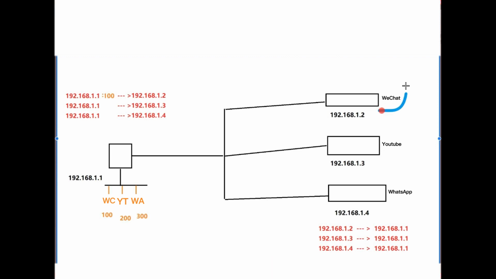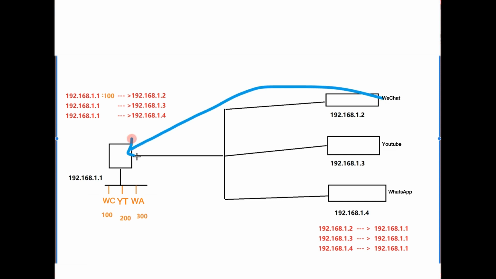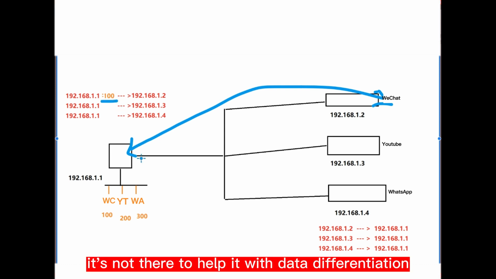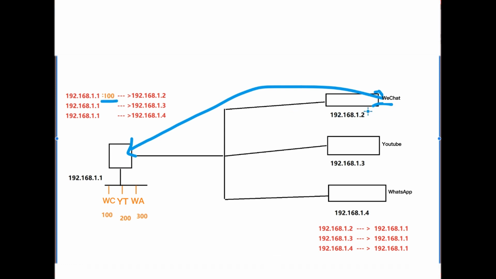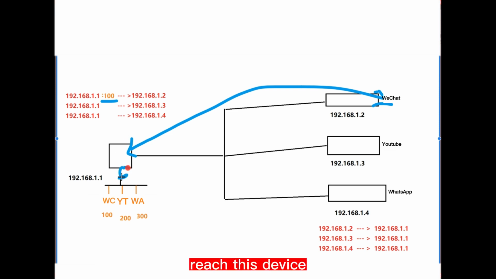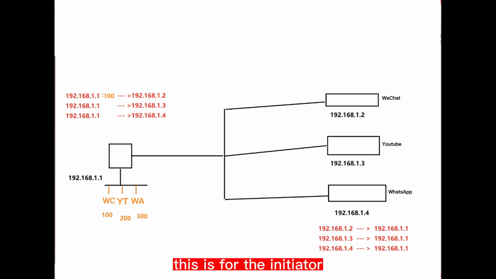That is, WeChat is now establishing a TCP connection with the device. This port number is actually not there to help it with data differentiation. But when the reply data packet reaches this device, it knows that it corresponds to the program on the device. This is a more meaningful port for the initiator.